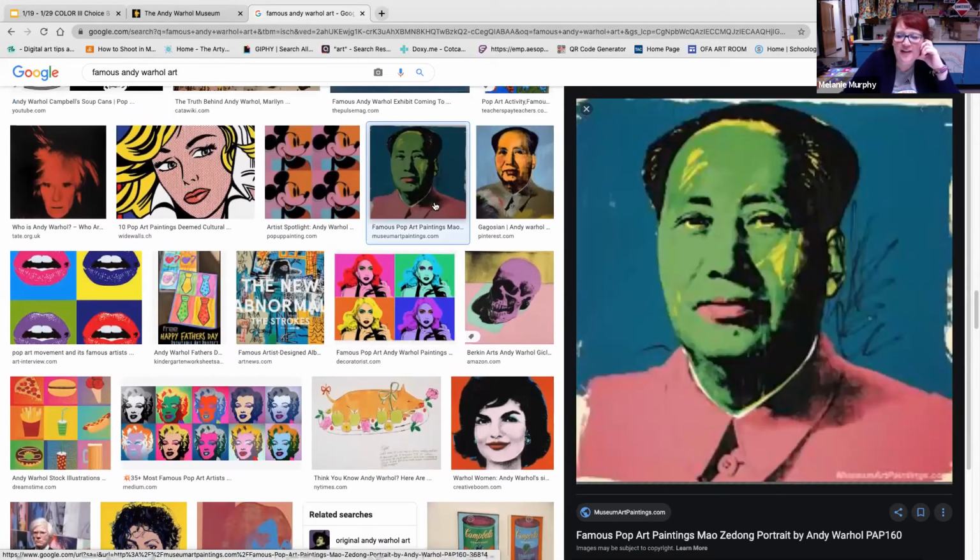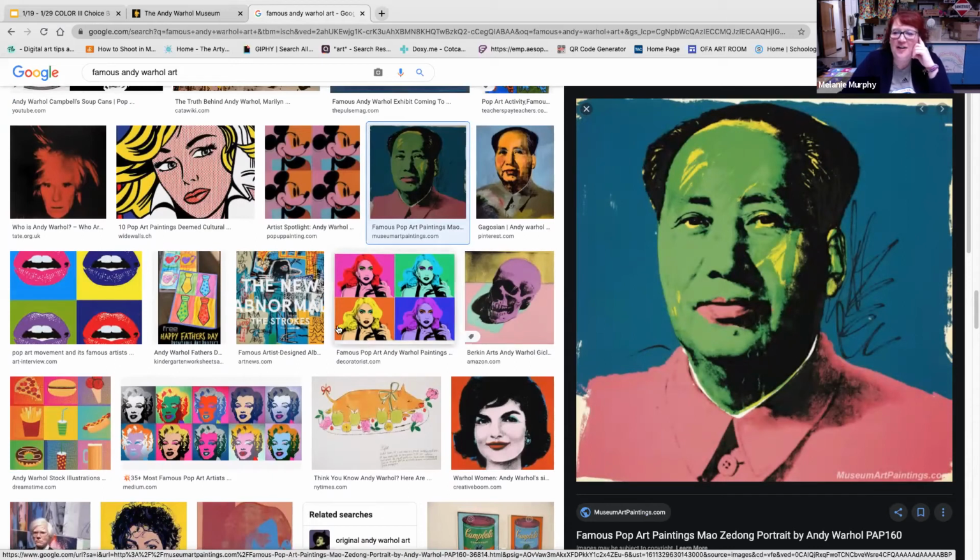I don't know if you recognize this man from your studies, but he was the communist leader of China at the time. When you go to the Andy Warhol Museum, this portrait would fit in the lobby of our school, between the two bridges. That's how humongous it is.